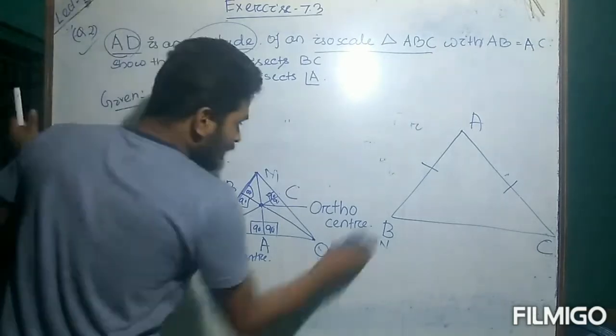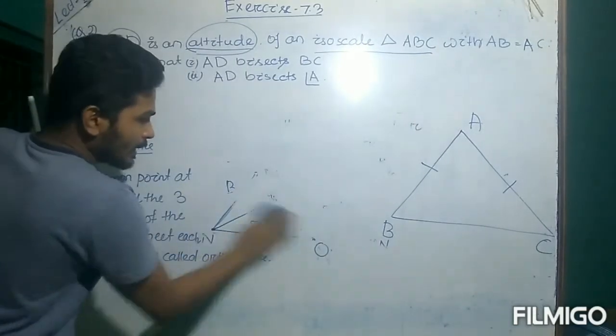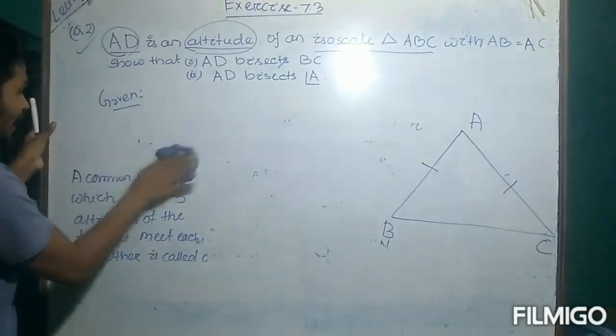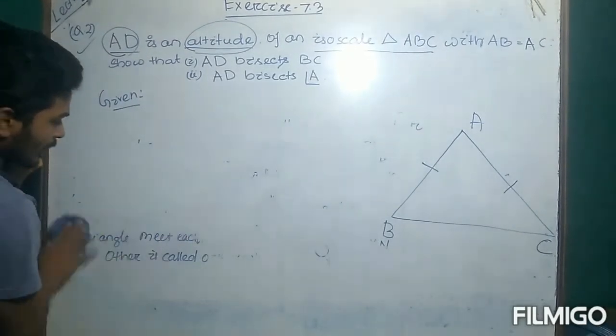Now coming back to our figure. In this figure it is given ABC is an isosceles triangle where AB is equal to AC.